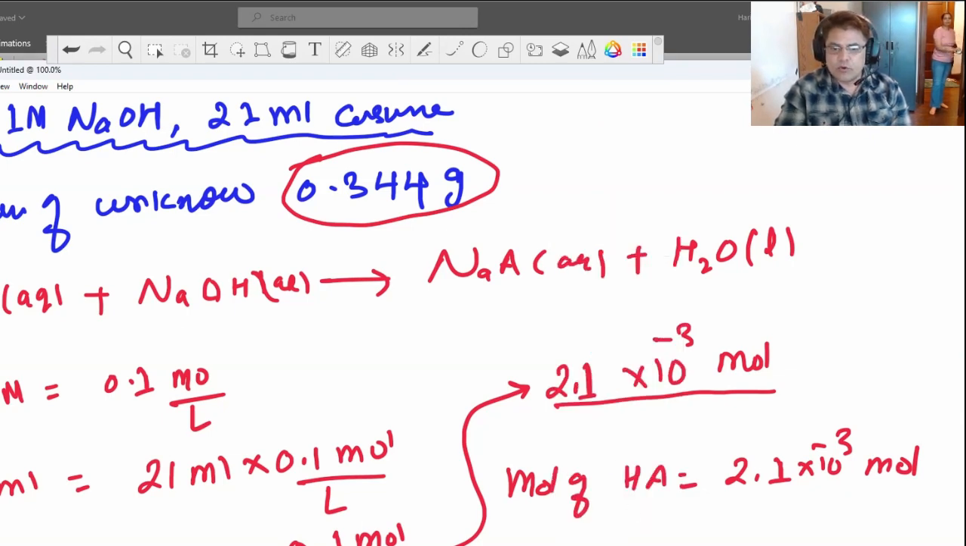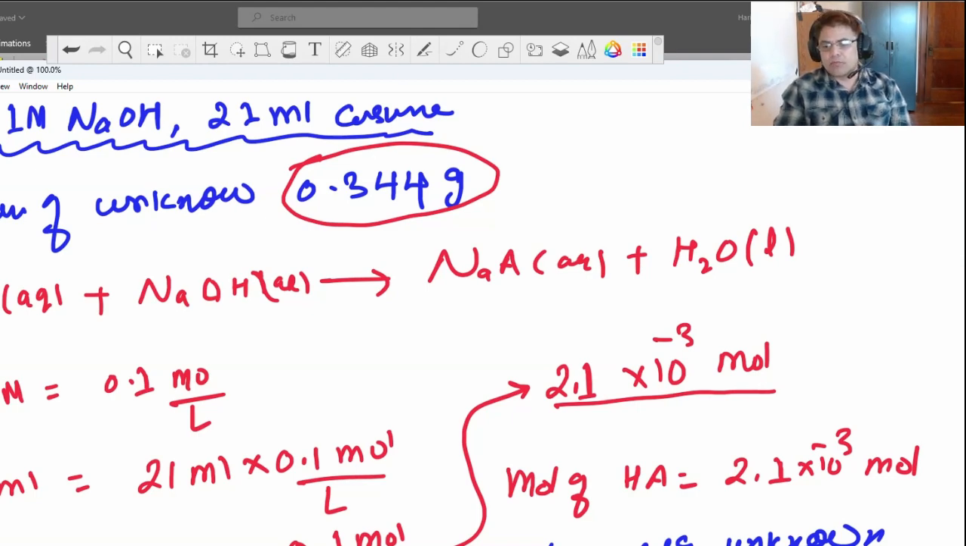Now let's say the molar mass of unknown is equal to gram per mole, equal to, what is the gram? Gram is 0.344. 0.344 gram divided by the mole, that is 2.1 times 10 to the minus 3 mole, and that is equal to 163.8 gram per mole. Now, let us compare that value to the list.